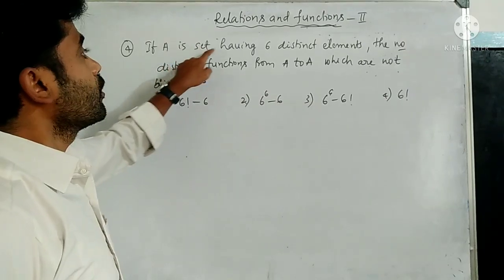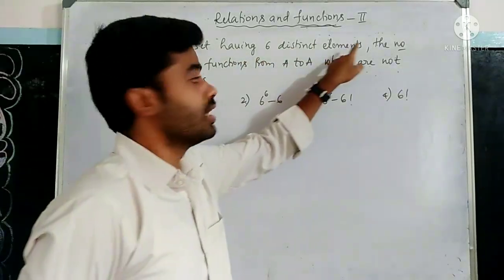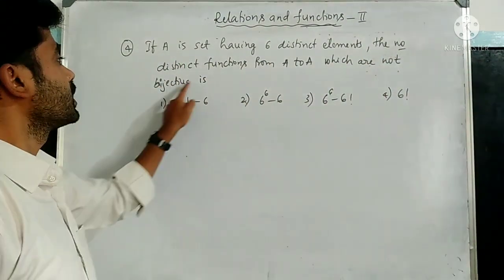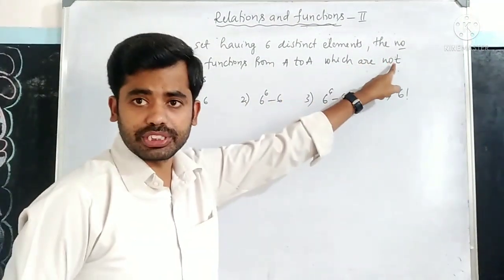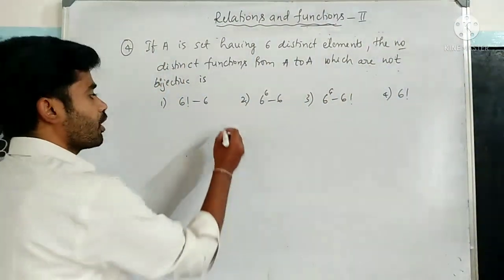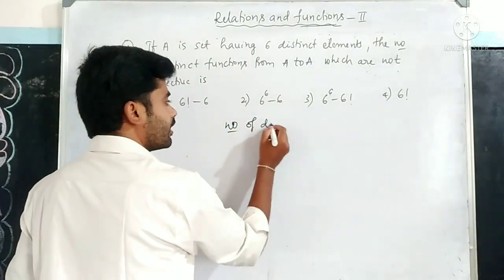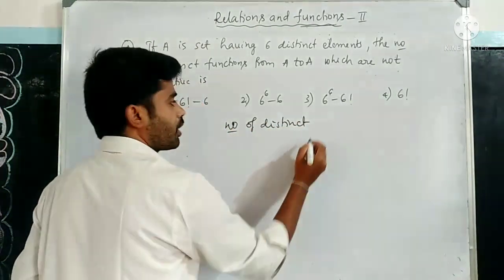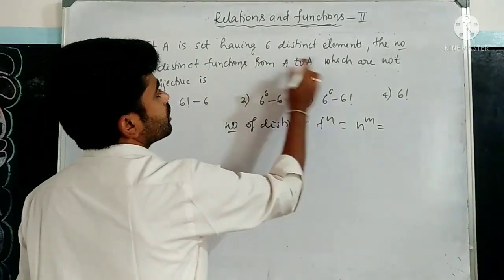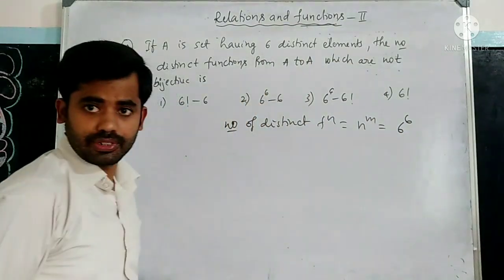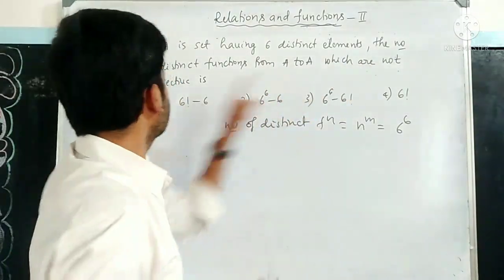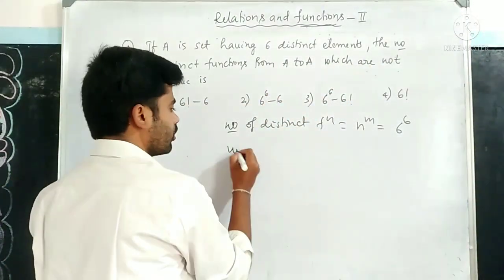If A is a set having 6 distinct elements, the number of distinct functions from A to A which are not bijective is. First of all, how many functions can we make? The number of distinct functions is n to the power of m. Here, A to A means 6 to the power of 6. I want to remove the bijective ones from that, which are not bijective. What is the number of bijective?